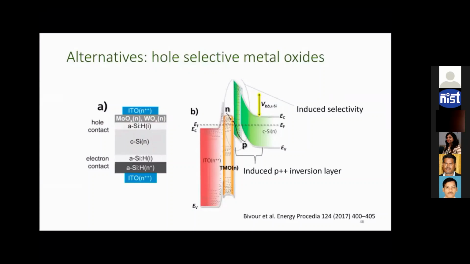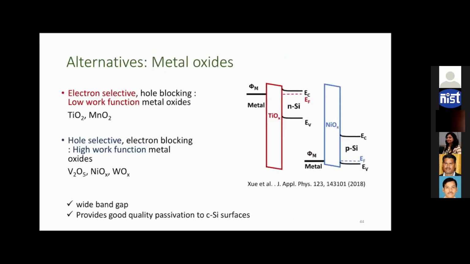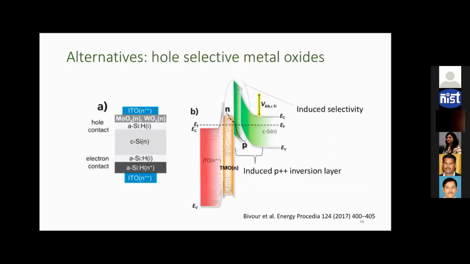So let us now look at the band diagram. Unlike the previous case, where we have seen that nickel oxide is working as a hole transport layer, and there is a valence band alignment between this nickel oxide and the crystalline silicon. Here what happens? The molybdenum oxide and tungsten oxide are actually n-type in nature. And because of the high work function difference between the crystalline silicon and this n-type tungsten oxide, for example, there is an inversion layer present at the interface.